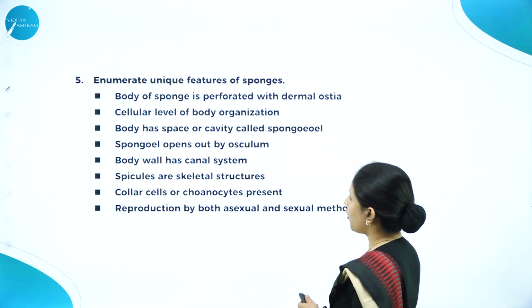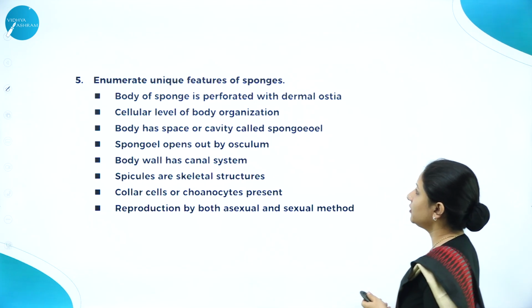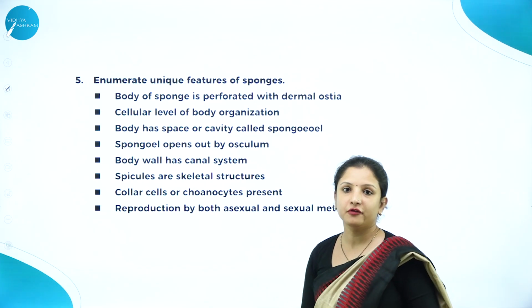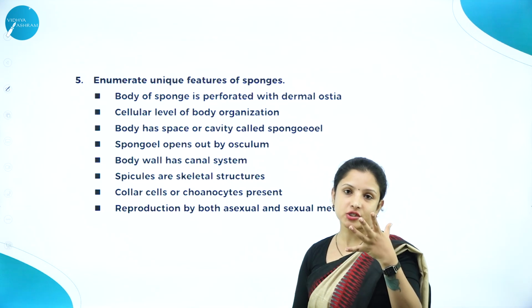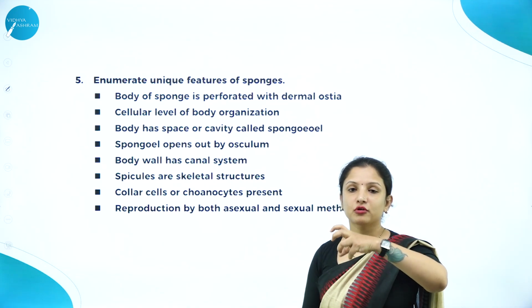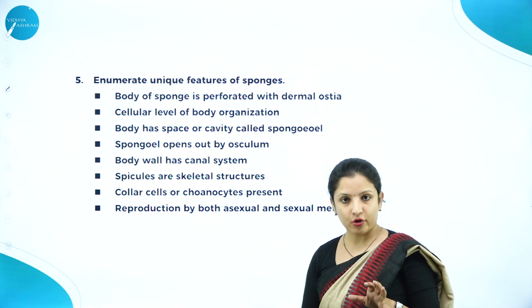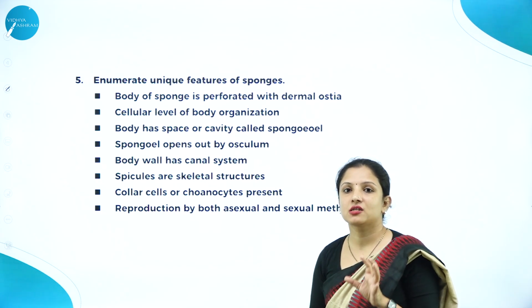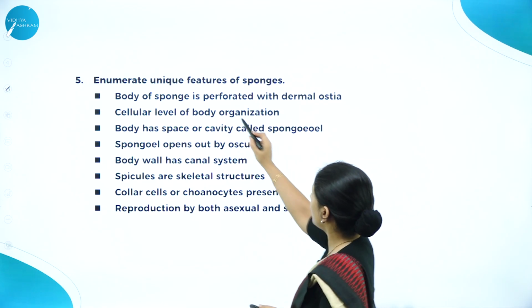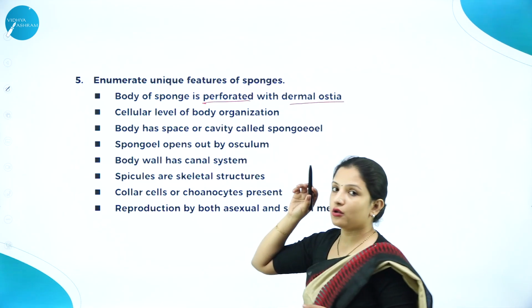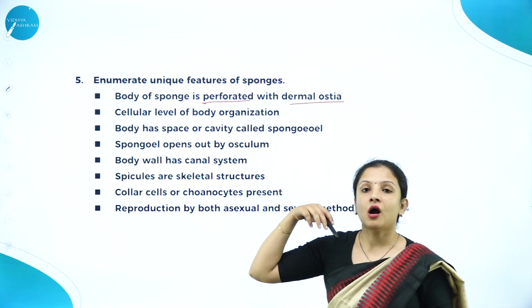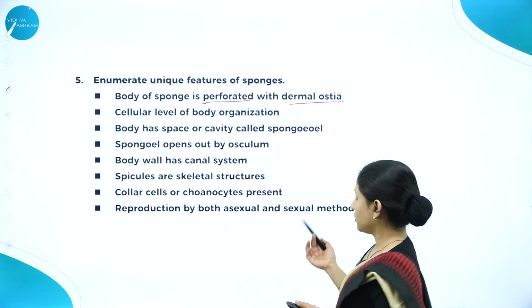So, the body of a sponge is perforated with dermal ostia. Perforation means sponges are perforated, right? They're capable of sucking in water. In the same way, the entire body of the poriferans or sponges is perforated, having minute pores which are called ostia. It's called dermal ostia, meaning they are present on the body of the sponge.